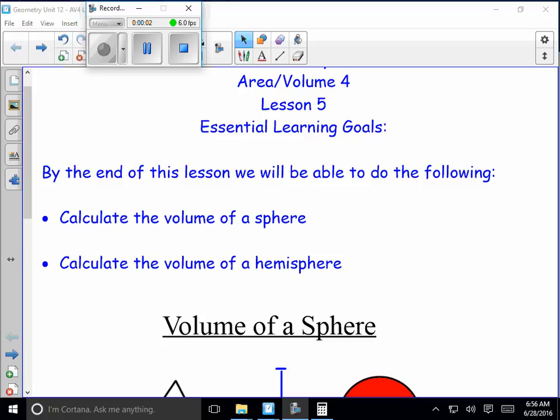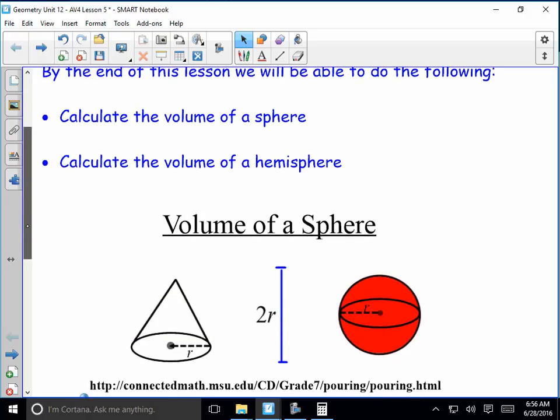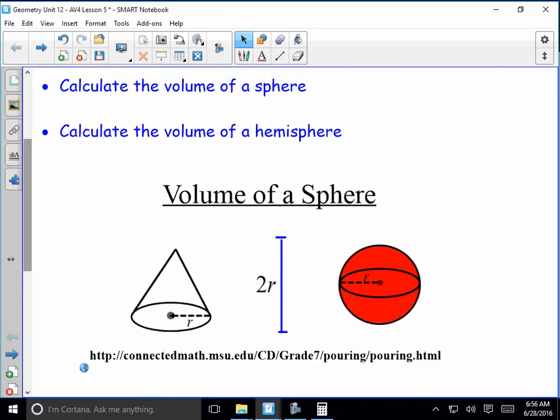Hello, and welcome to today's lesson where we're going to look at the volume of a sphere. As we're working through the volume of the sphere and the volume of a hemisphere, we'll actually show the connection between the volume of a sphere and the volume of a cone.